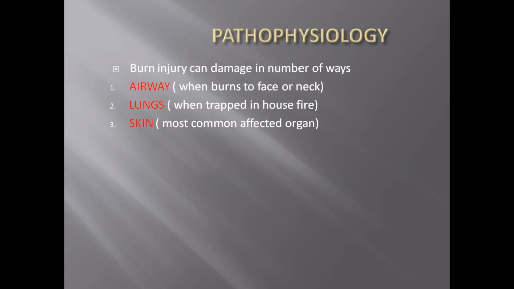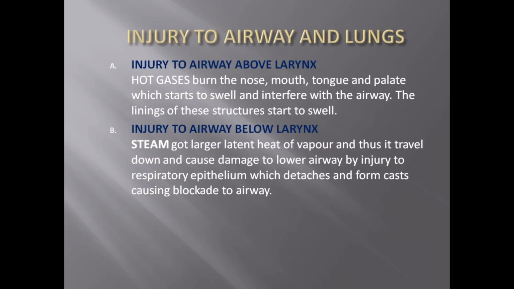Coming to pathophysiology, burn injury can cause damage in a number of ways, depending upon the route. It can occur through the airway when burns are to the face or neck, through the lungs when trapped in a house fire, or, most commonly affecting the skin, through direct contact. So, injury to airway and lung. In injury to the airway above the larynx, the hot gases burn the nose, mouth, tongue, and palate, which start to swell and interfere with the airway. The linings of the structures start to swell.